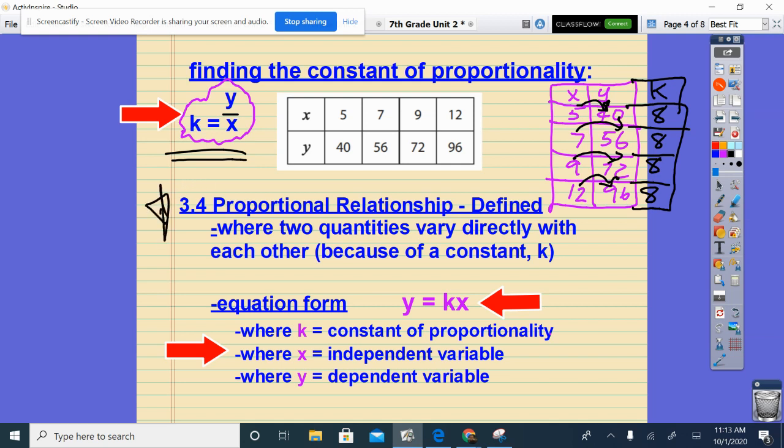This section, 3.4, proportional relationship defined, is where two quantities vary directly with each other because of a constant K. So as we saw up here, we went from 5 to 40, 7 to 56, 9 to 72, 12 to 96, because we were multiplying by 8.